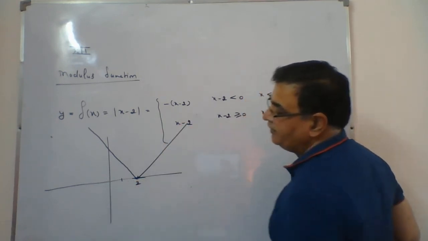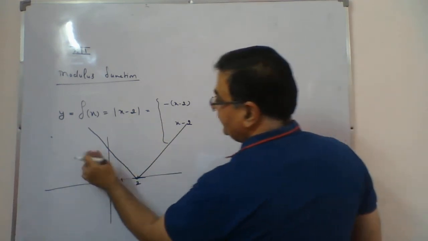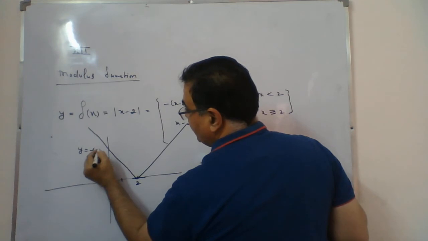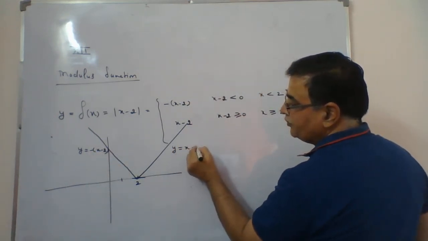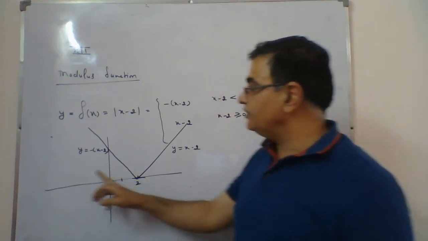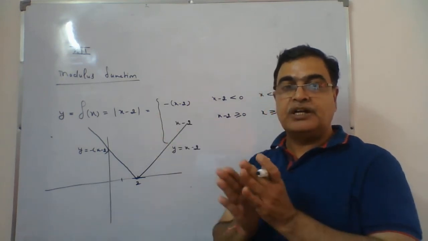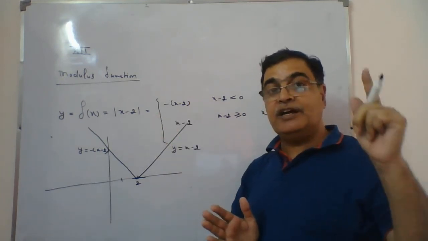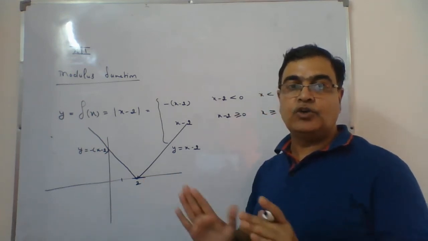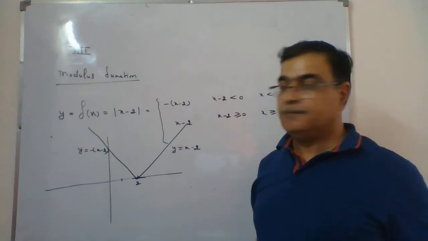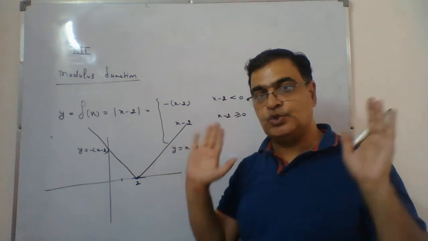At 2 you will find there will be a corner point. Other places it will be a line. And this side you should say it will be y is equal to minus of x minus 2, negative side. And for positive it will be y is equal to x minus 2. So keep in mind this function is continuous everywhere, but differentiable everywhere except, what is there? 2 is the point where it will not be differentiable. So the function is continuous everywhere but not differentiable at x is equal to 2. That you should keep in mind.